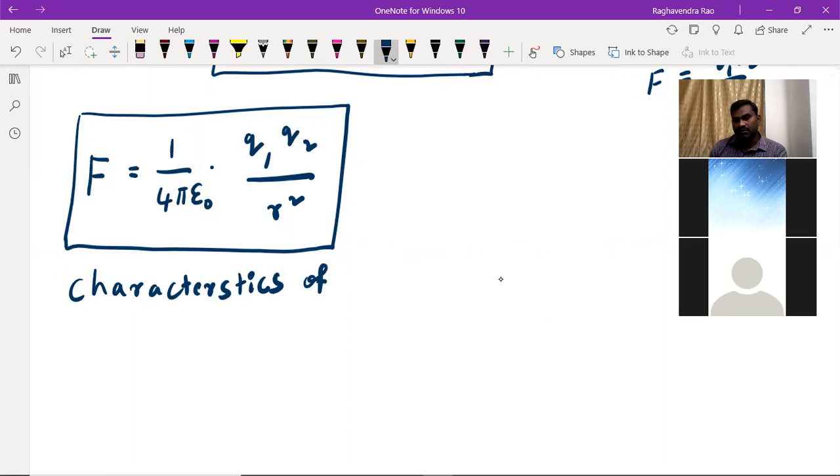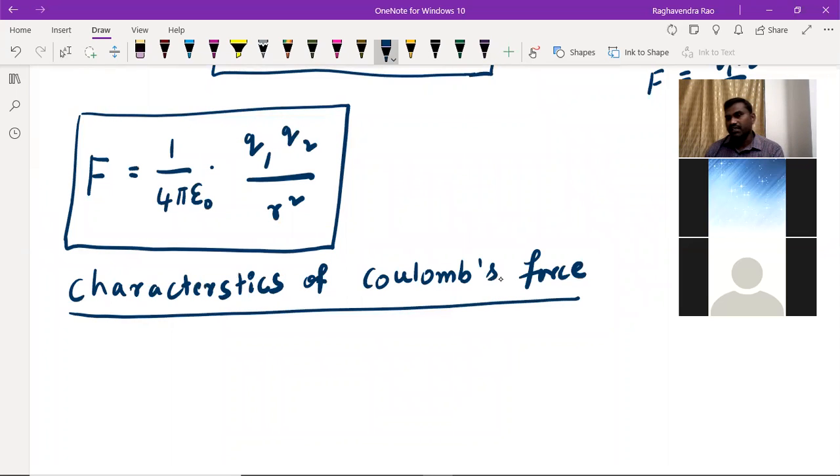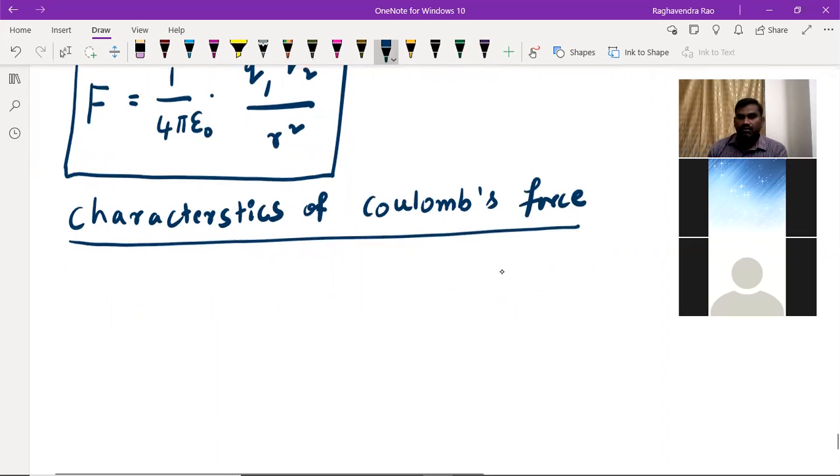Now, characteristics of Coulomb force or electrostatic force. Here, Coulomb's law is valid only for static charges and point charges. Okay, what are the characteristics of this Coulomb's force or electrostatic force?